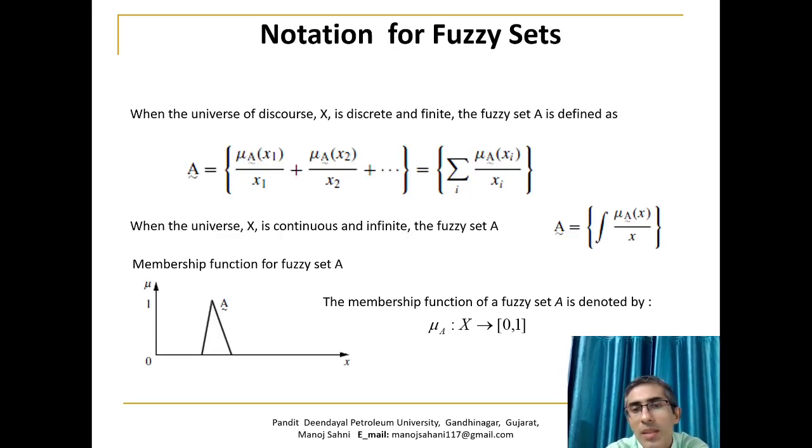So this is the representation. The top one, in the summation form, is the discrete representation of the membership function, and the integral form is the continuous form of a membership function.